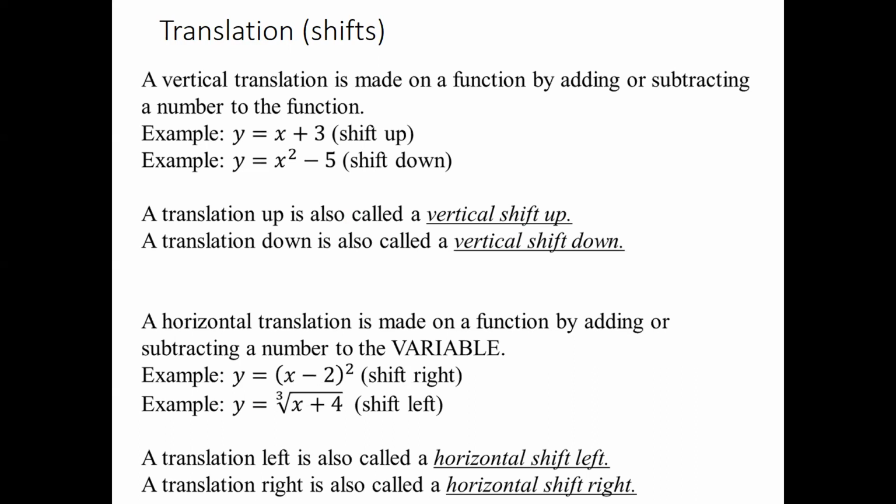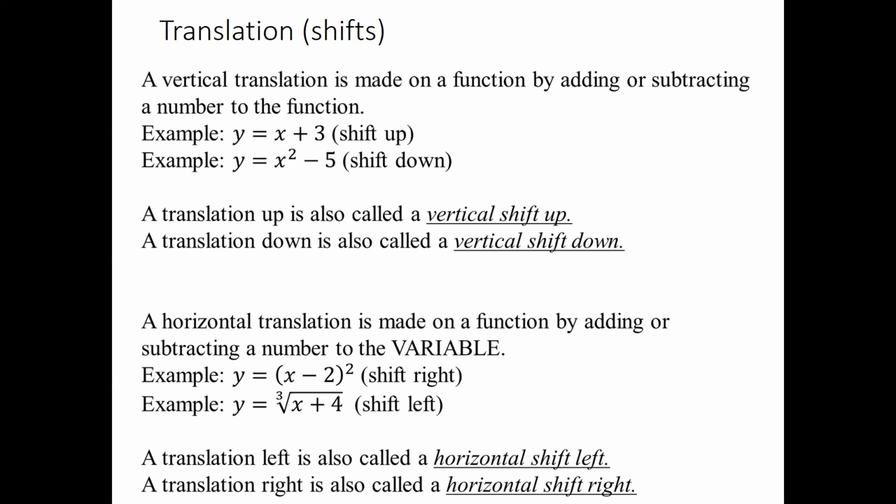So if I put a plus 3 out at the end, we're shifting the parent function up. So in this first example, that plus 3 shifts the parent function up 3 units. The second one, x squared minus 5, would take that original parabola for the x squared and move it down 5 units. A translation up is also called a vertical shift up. Down is a vertical shift down. So that's your translations, vertical up or down.